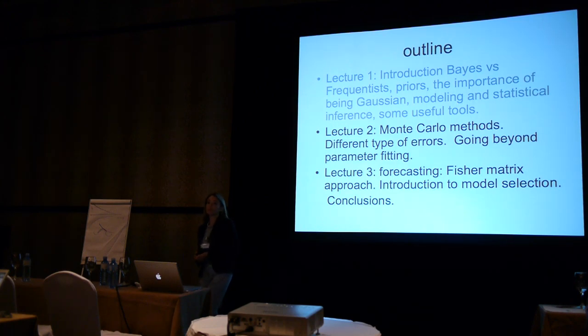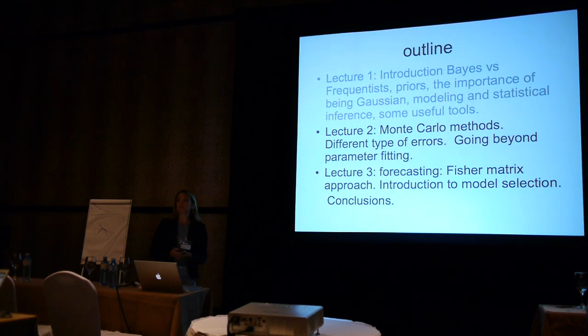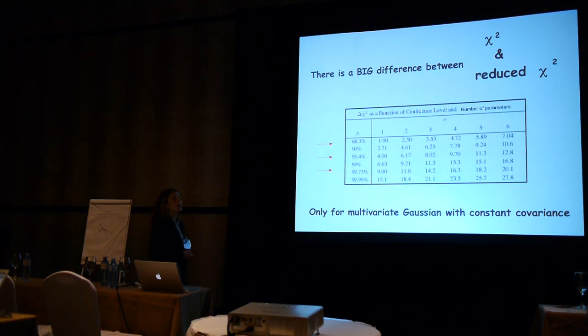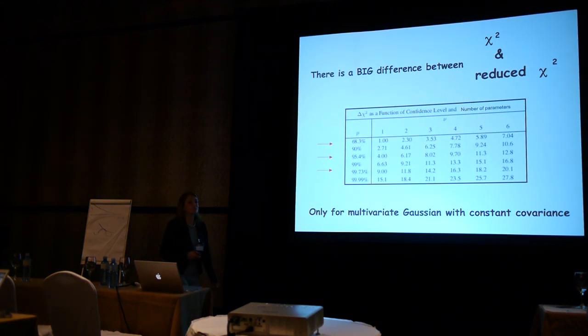But before we do that, let me recap a little bit some of the last things we said yesterday. Remember that we saw a table like that where there was the delta chi-square as a function of confidence level and number of parameters. And remember that there is a big difference, and I've seen grown-up people making big mistakes about this, between chi-square and reduced chi-square. Remember, the reduced chi-square is your chi-square divided by the number of degrees of freedom, right? The number of data minus the number of parameters you fit. And you want that quantity to be of order unity.